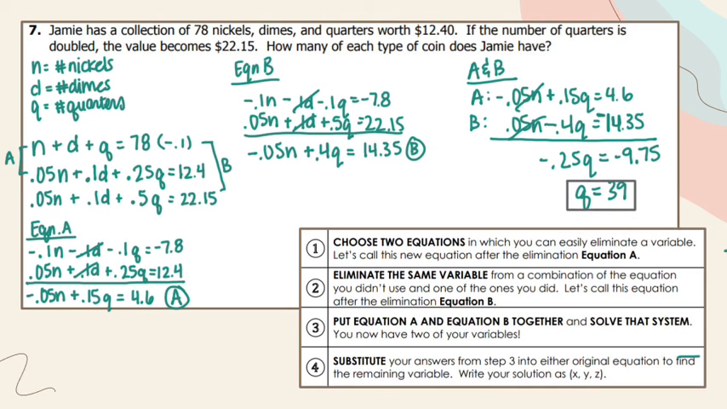So we have one variable finally. Then we can plug our q value into either equation A or B and find the value of n. So we can choose either one. Let's choose B, just for fun. So if we plug 39 in for q, negative 0.05n plus 0.4 times 39 equals 14.35. Whenever we evaluate this and do the math, we're going to get that n is equal to 25.